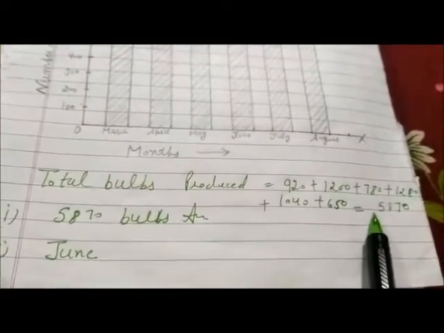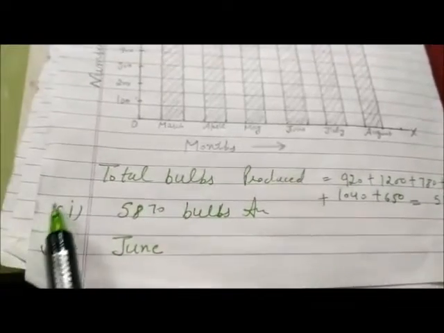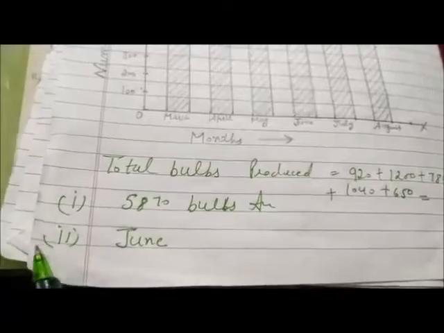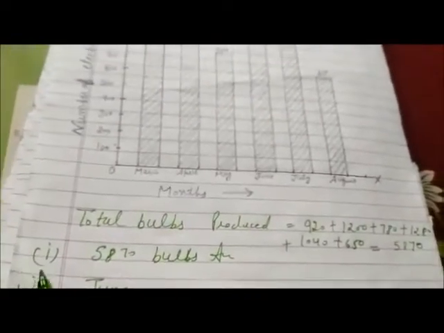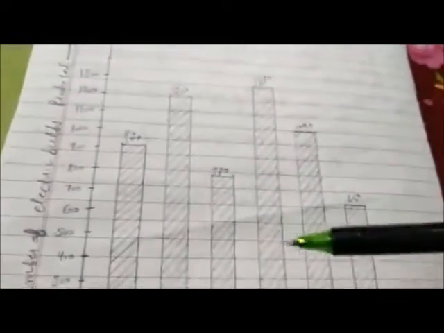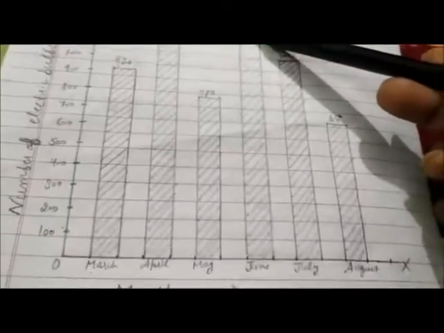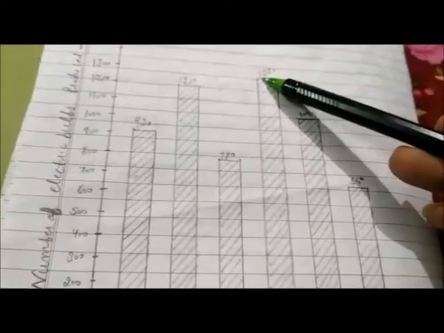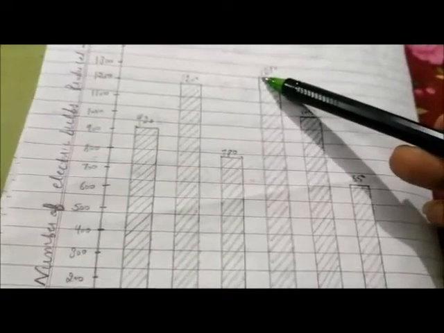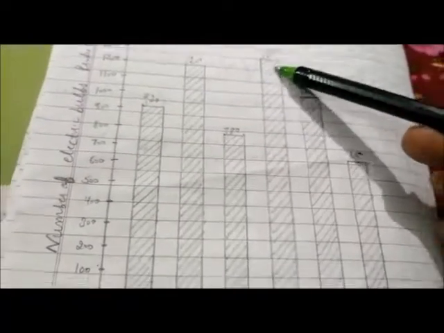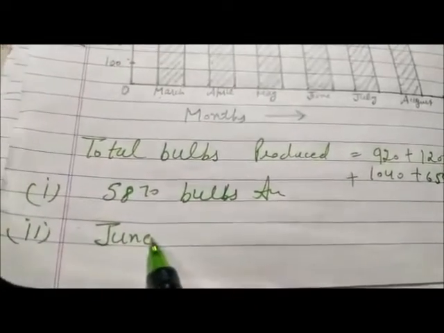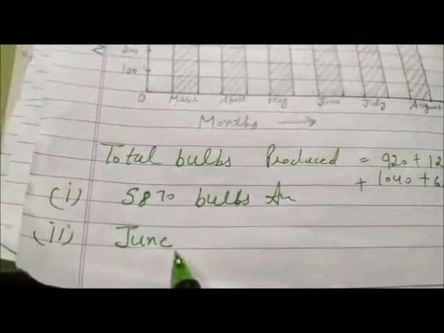First answer is 5870 bulbs. Second, in which month maximum number of electric bulbs produced? See, which bar is highest? June. In June month, the bar is highest and number of bulbs are 1280. So, in June month, maximum number of electric bulbs produced. So, our answer is June.